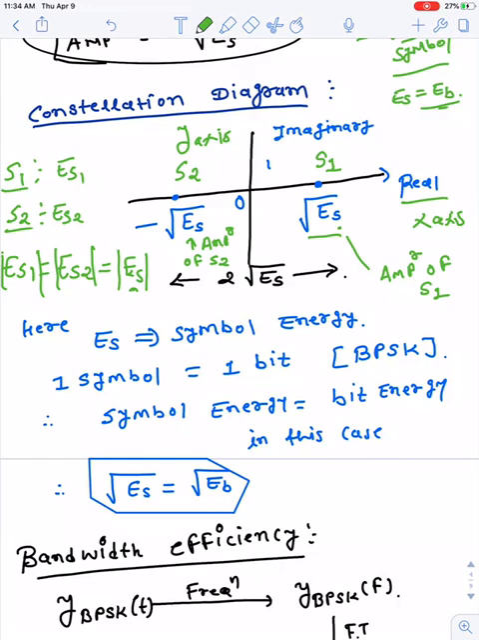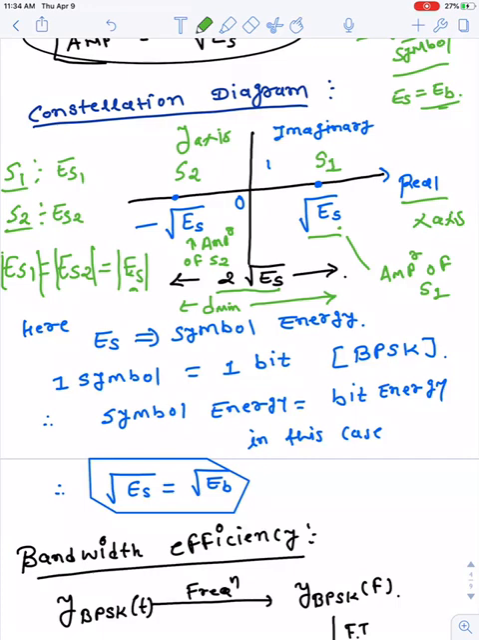So if you find the distance between these two points S1 and S2, this distance is minimum here. This minimum distance, which is the direct line of sight distance, is square root 2 ES. And this is where we can put the threshold, if the signal is corrupted by noise. So we are using threshold detection, and in threshold detection mechanisms we compare with the threshold value.